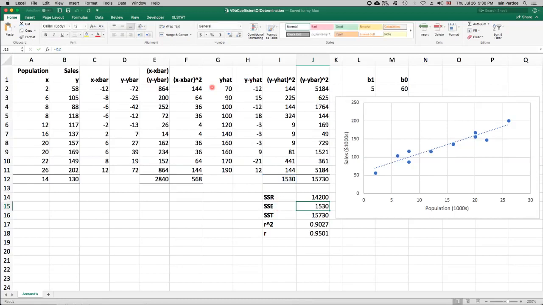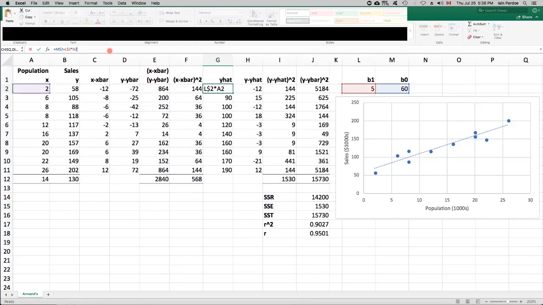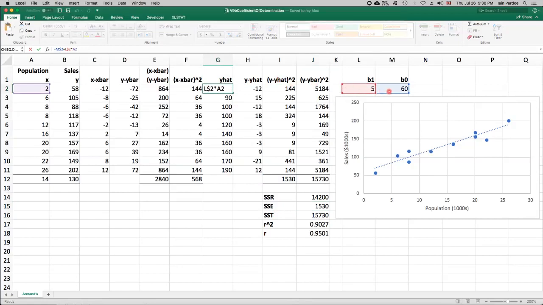Well, we calculated y hat last time. That was the predicted value of y using the regression equation. So for example, 60 plus 5 times 2 comes to 70, and so on. We can do that for the 10 observations in our data set. We could look at the difference between y and y hat. So 58 minus 70 comes to minus 12. 105 minus 90 comes to 15, and so on.